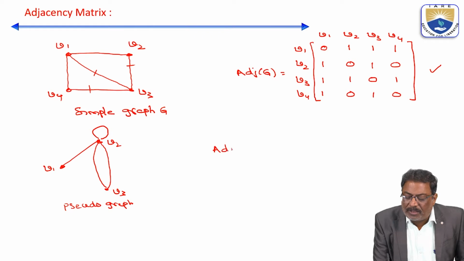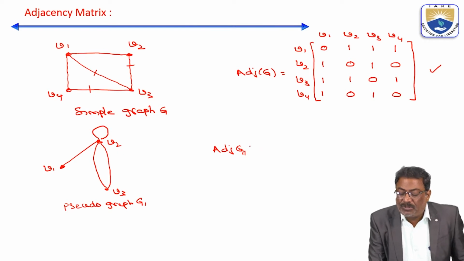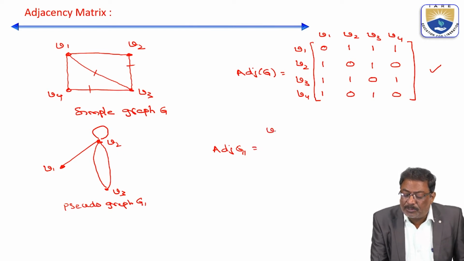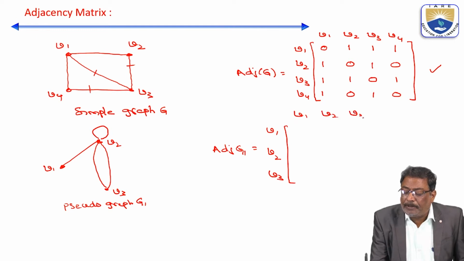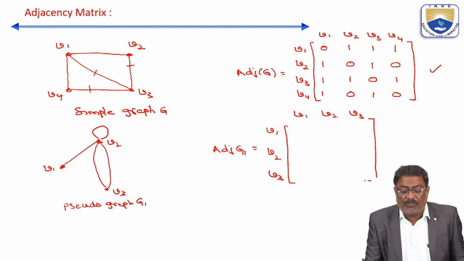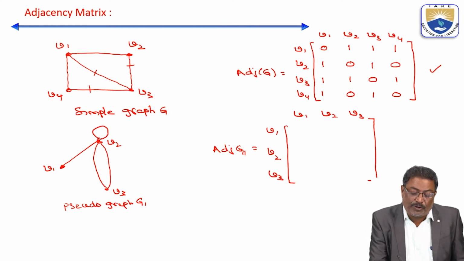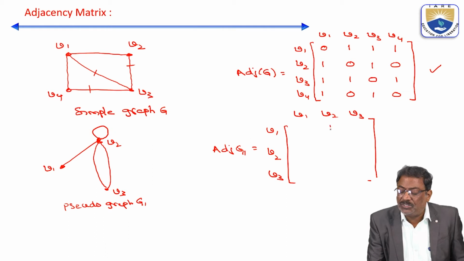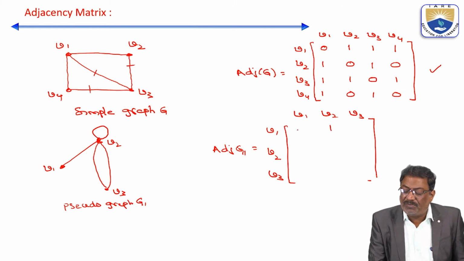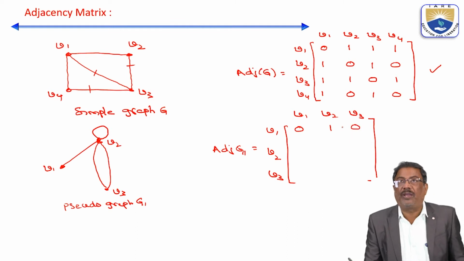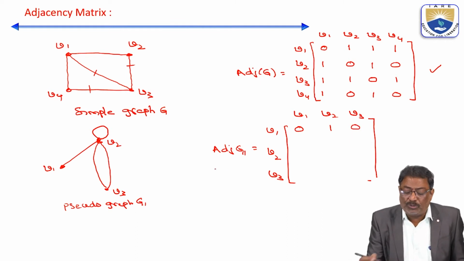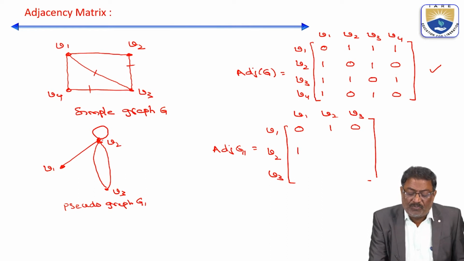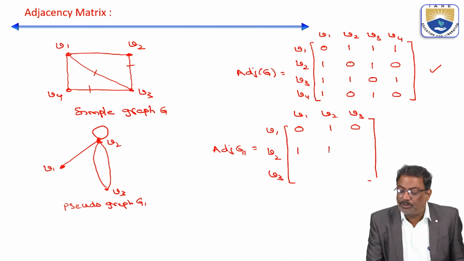So the adjacency matrix of, let us say, the pseudograph G1, which has 3 vertices. I am going to consider V1, V2, V3 and here also V1, V2, V3. Now let us go for this. V1 to V2 there is an edge, so I am keeping 1. V1 to V1 there is no edge. V1 to V3 there is no edge. Similarly V2 to V1 it is an edge, and V2 to V2 itself there is an edge, so I am going to consider 1.